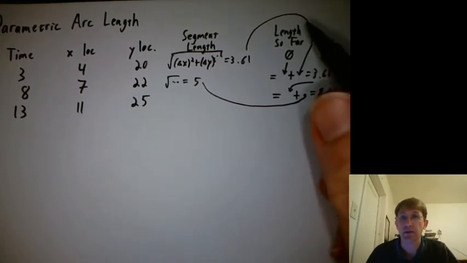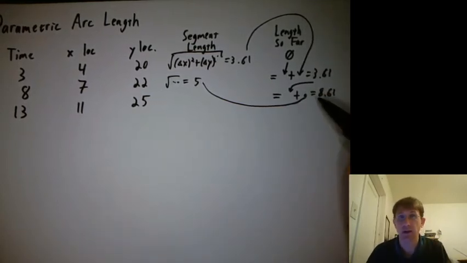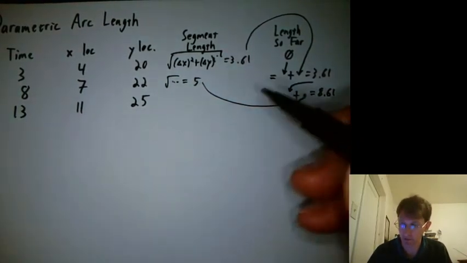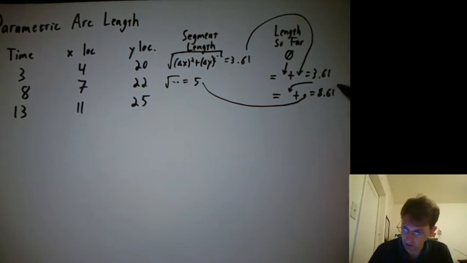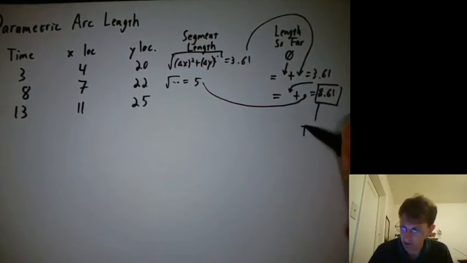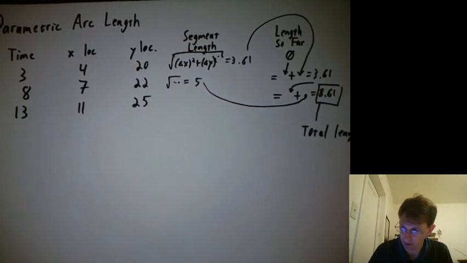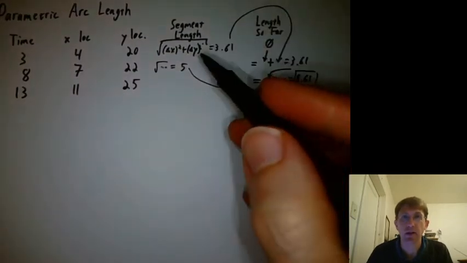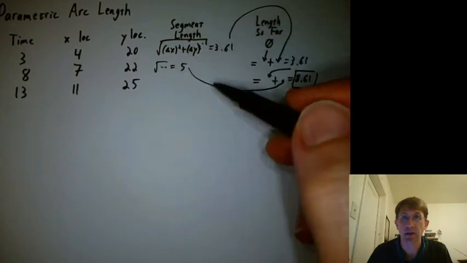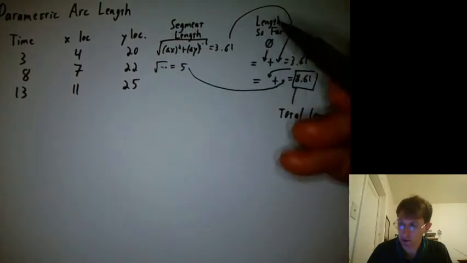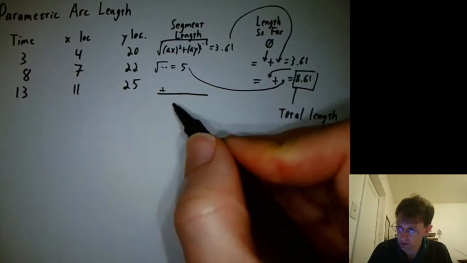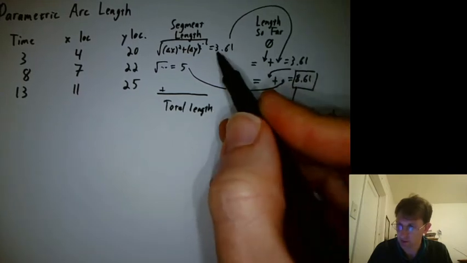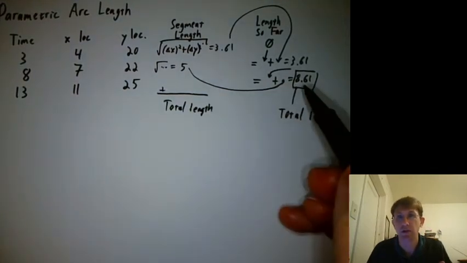So that's telling us the length so far as a function we could even plot, like how far has this thing gone by time 3, by time 8, by time 13. So that's a nice way to think of it. We can also say that this value is our total length. Is there another way to see what the total length is? Well, it's just what you would get if you add up everything in this column. So if we did a big old plus here, we'd get a total length of 3.61 plus 5, which is 8.61, which matches this.